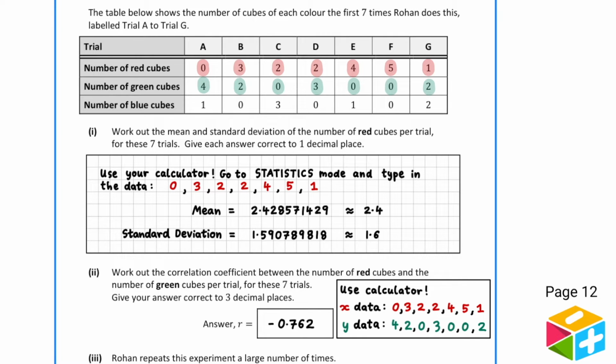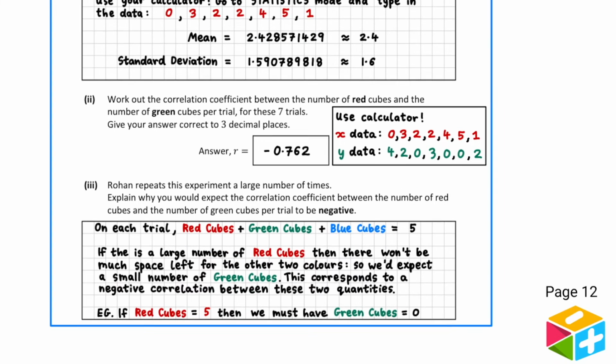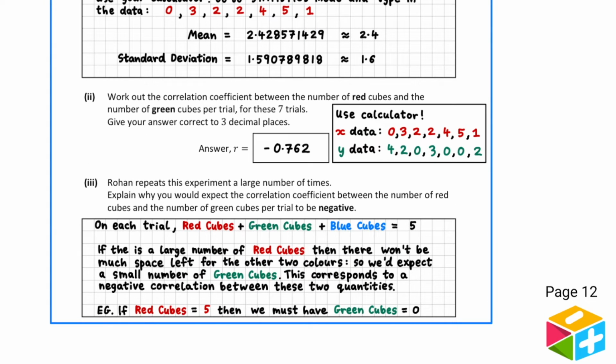Once you've performed the necessary steps, your calculator will return the correlation coefficient for you. Rounded to 3 decimal places, it comes out as minus 0.762. In part 3, we're told that Rowan repeats the experiment a large number of times. We must explain why we would expect the correlation coefficient between the number of red cubes and the number of green cubes to be negative.